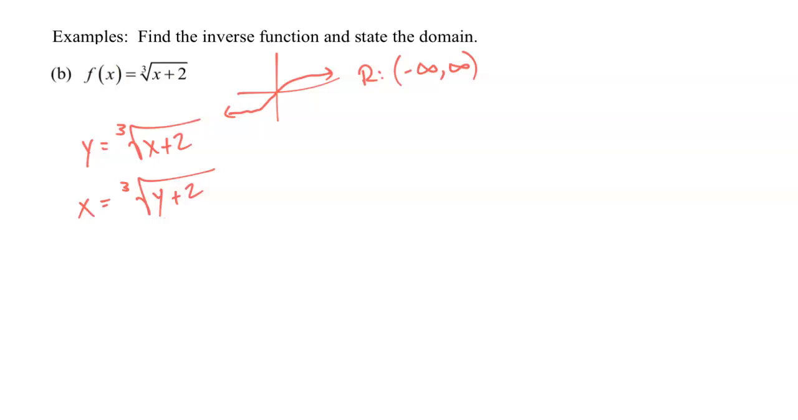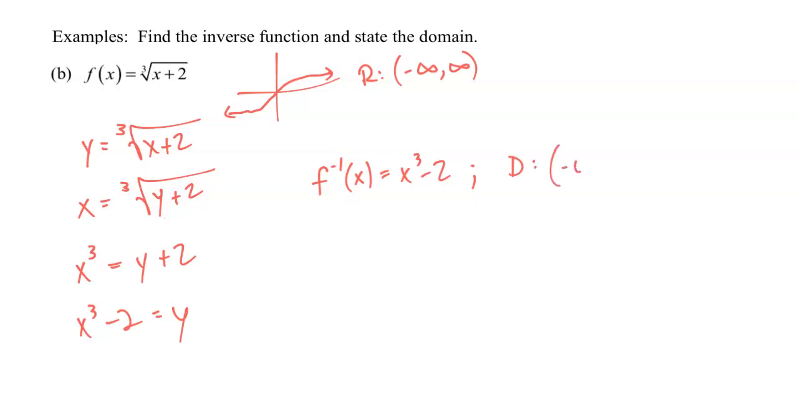So the first thing I need to do is get rid of the cube root, which means I'm going to cube both sides, and this will become x cubed is equal to y plus 2, and to get rid of plus 2, I'm just going to subtract 2 from both sides, and rewriting in inverse notation gives me f inverse of x is equal to x cubed minus 2 with a domain of negative infinity to positive infinity.